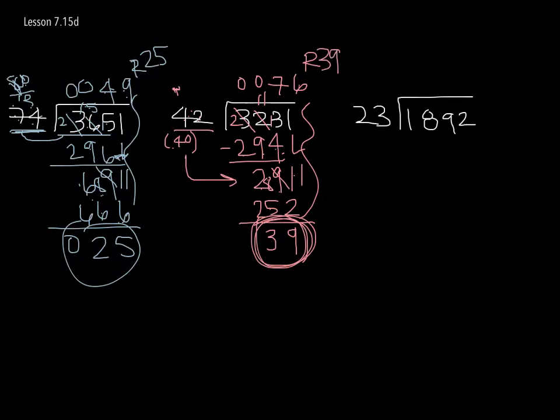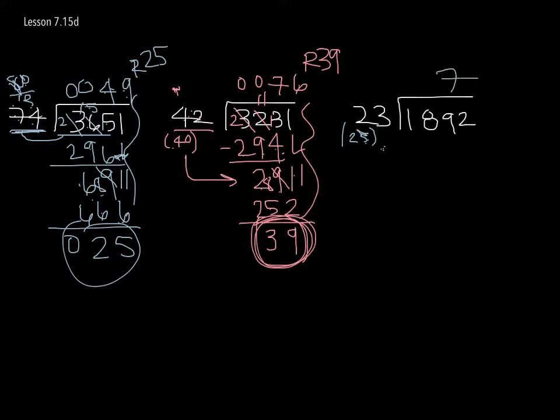Okay. Our final problem, 1,892 divided by 23. And I'm going to round this to 25 because 25 is easy for my brain. Okay. So when I look at 25, it's going to be 8. So I'm going to put 8. No, it's going to be 7. 7 is what it's going to be.